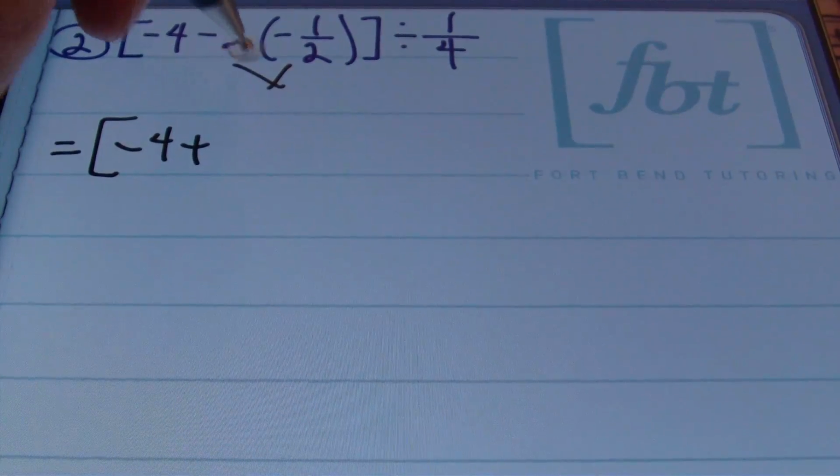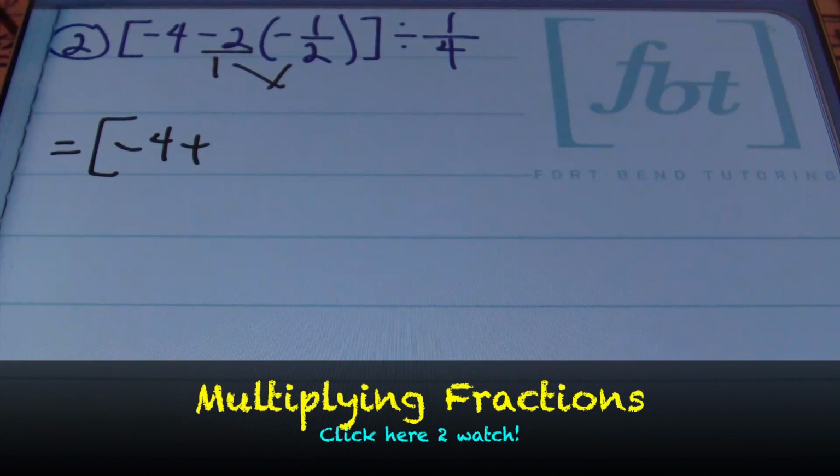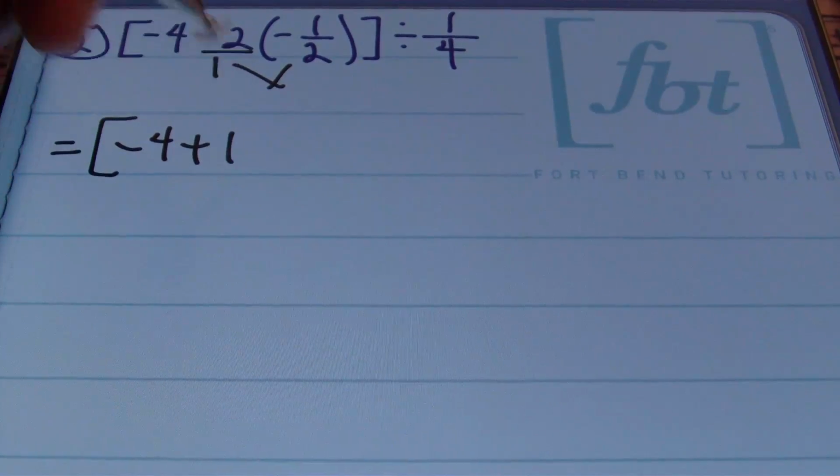Or you could simply say that this is 2 over 1 and multiply straight across. So 2 times 1 is 2, and 1 times 2 is 2, and simplifying 2 over 2 gives you 1.